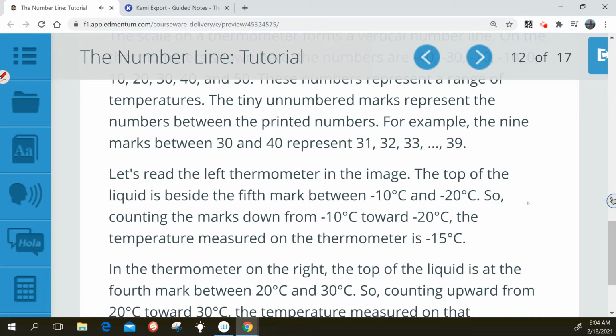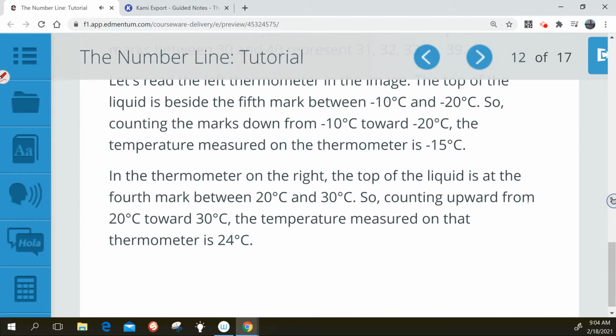Let's read the left thermometer in the image. The top of the liquid is beside the 5th mark between -10 degrees Celsius and -20 degrees Celsius. So, counting the marks down from -10 degrees Celsius toward -20 degrees Celsius, the temperature measured on the thermometer is -15 degrees Celsius.